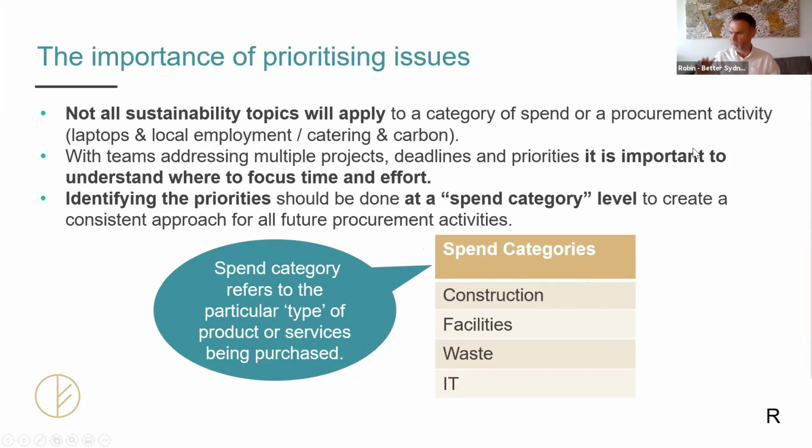And it's important, especially with so much on our plates at the moment, multiple projects, deadlines, priorities, you need to understand where to focus time and effort. So this is what we're going to unpick during this section. It's important to identify priorities at a spend category level. Spend category refers to the type of product or services being purchased. That might be construction or facilities management, waste or IT, and the priorities will relate to different spend categories.